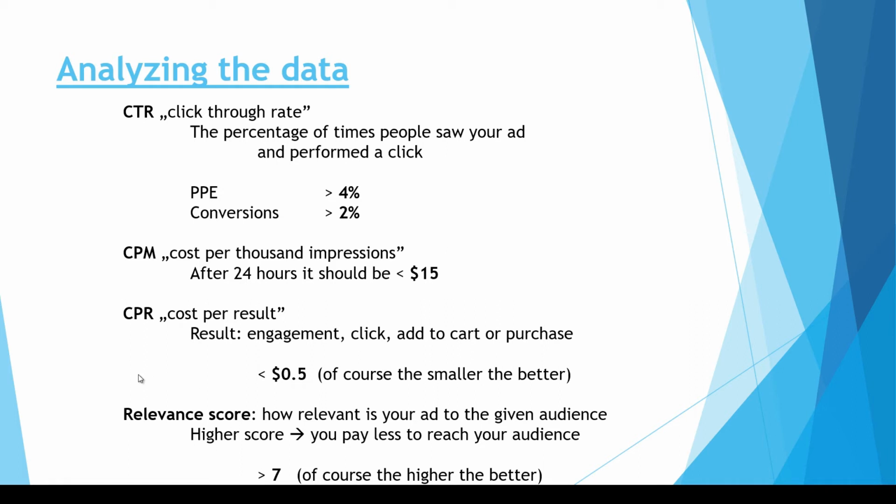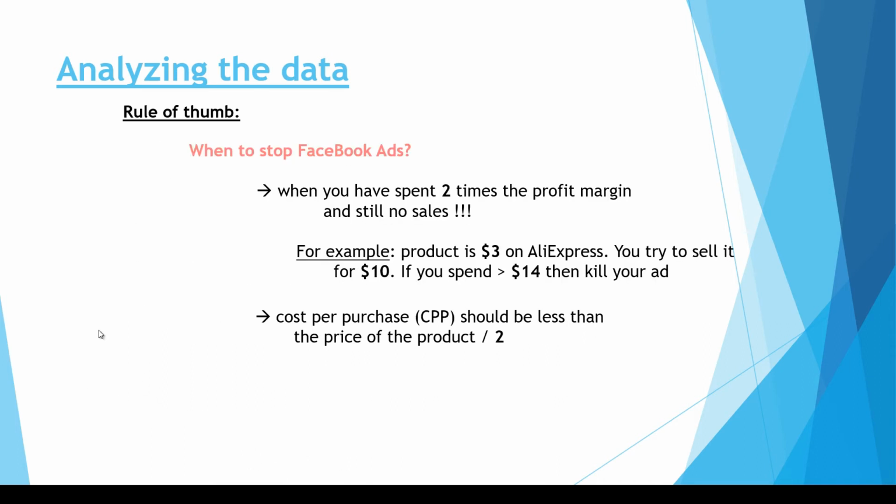And the relevance score is another important factor, so it shows how relevant your ad is to the given audience. The higher the score, the less you pay to reach your audience, so the higher the better. The relevance score is usually higher than 7 for a good advertisement. So these are the most important parameters.